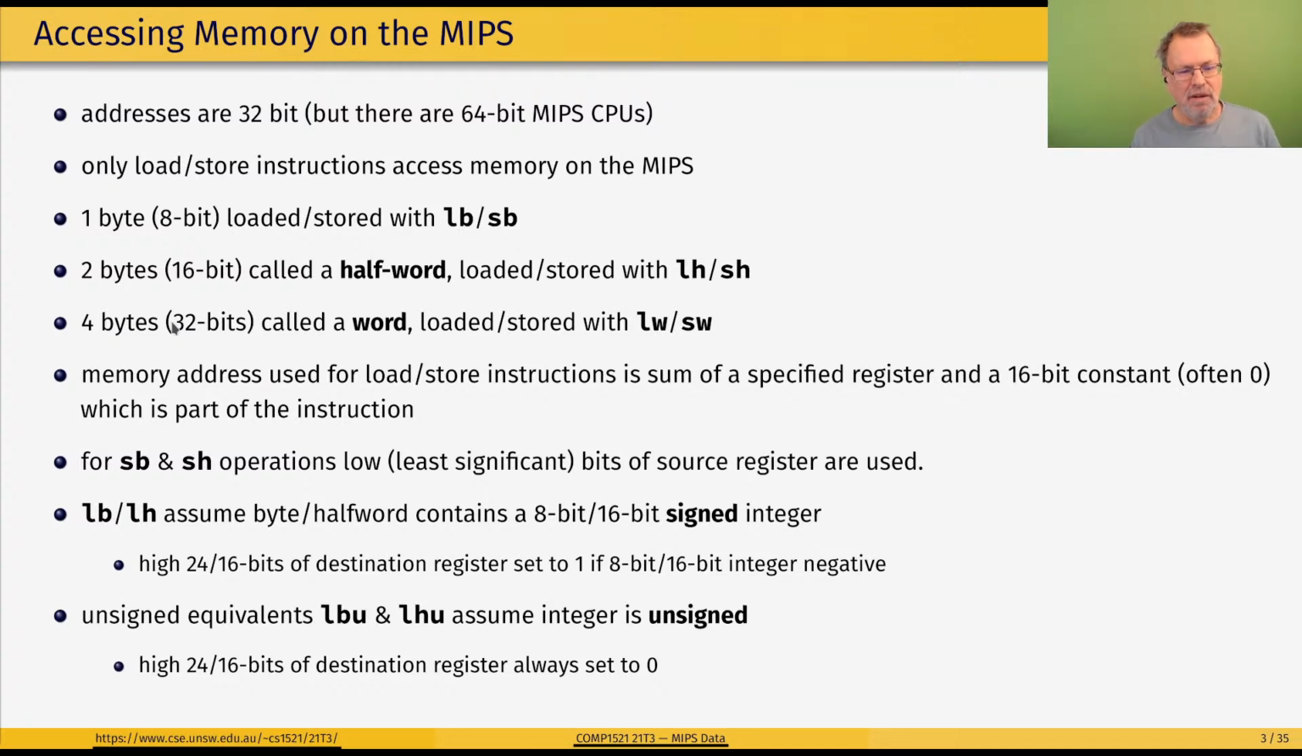Now, the MIPS is a CISC. Sorry, the MIPS is a RISC, a reduced instruction set computer. So it's the load and store, the specific instructions to access memory, and only those, which makes everything easier for you to understand. If we're talking about a byte, it's LB and SB. If we're talking about 4 bytes, it's LW and SW.